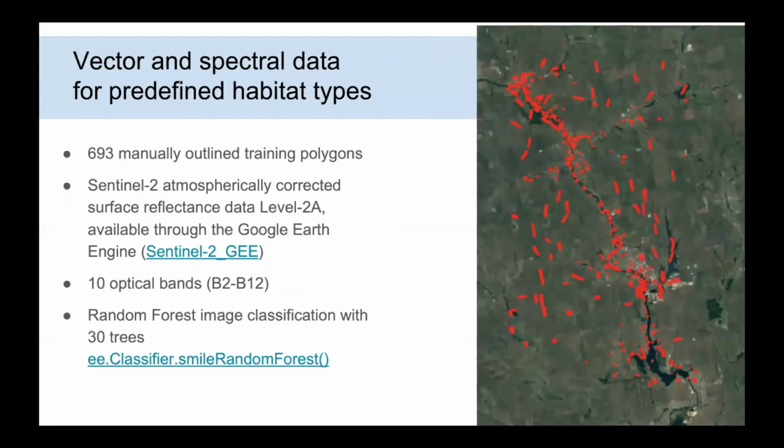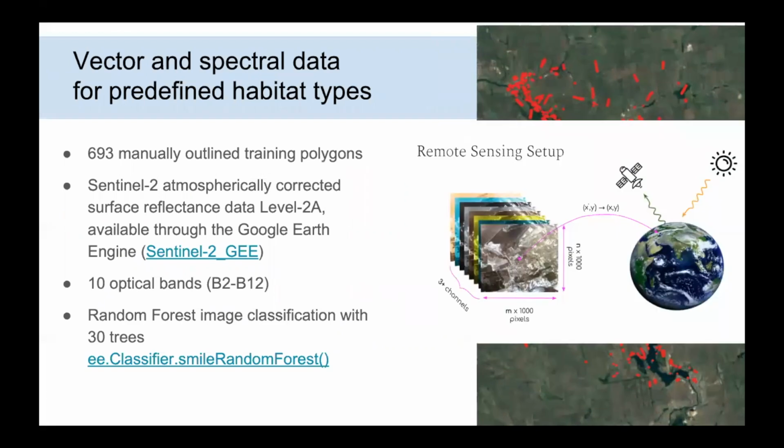Using GIS, we created 693 polygons for 26 habitat types. And you can see that they are mainly concentrated in the river valley, where natural vegetation is the most diverse and well represented. As spectral data, we used Sentinel-2 atmospherically corrected surface reflectance data available through the Google Earth Engine. And for classification, we used a random forest classifier with 30 trees.